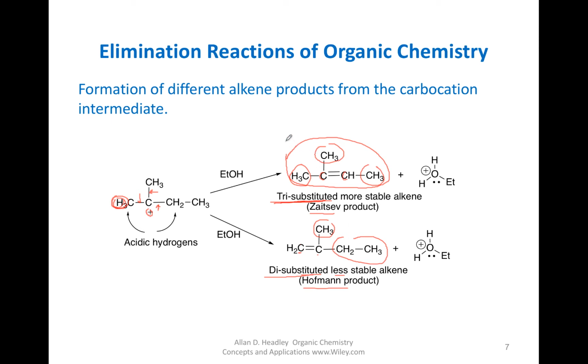So that's why this is the major product as shown before for that reaction, and this is the minor product. So when you're asked to predict the major product of a reaction, you need to know the mechanism. If it's an E1 mechanism, the more substituted product will be the major product.